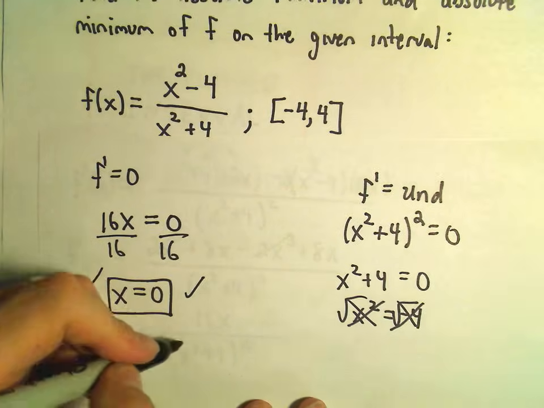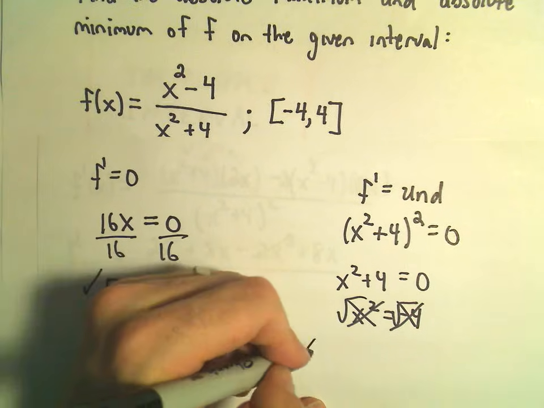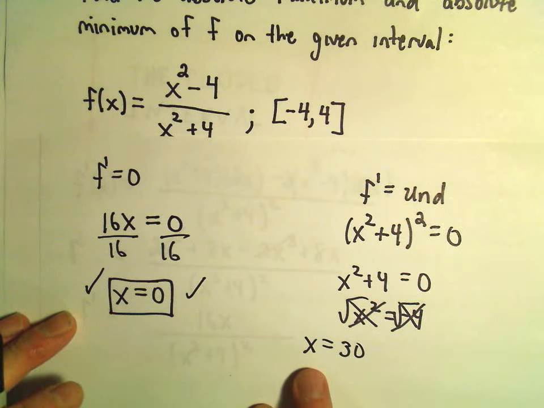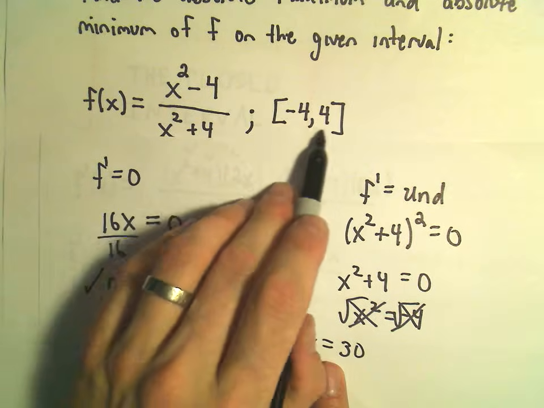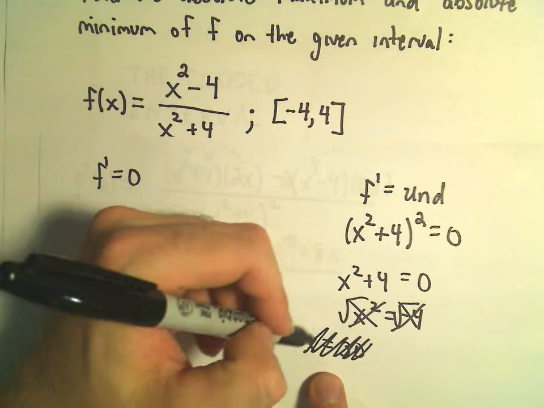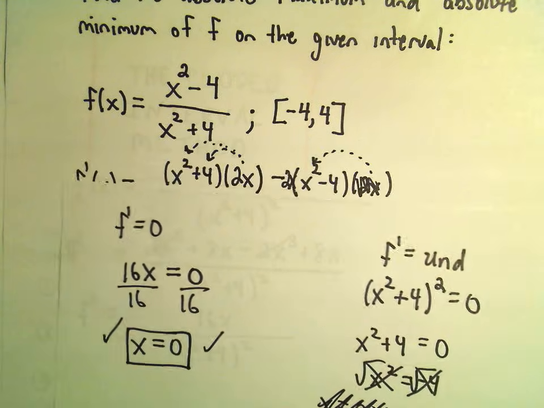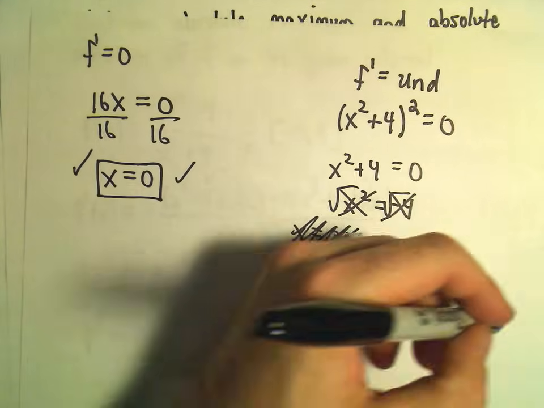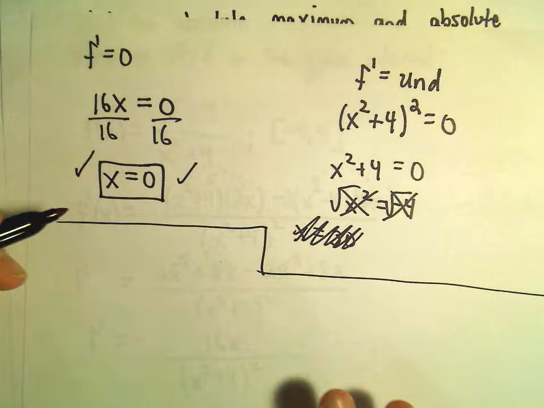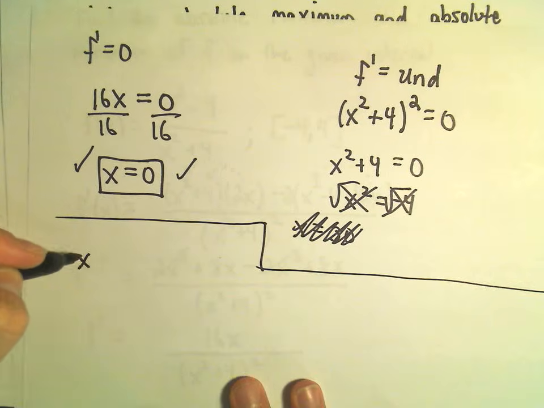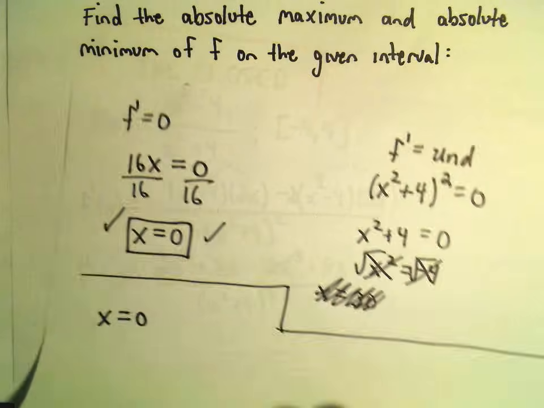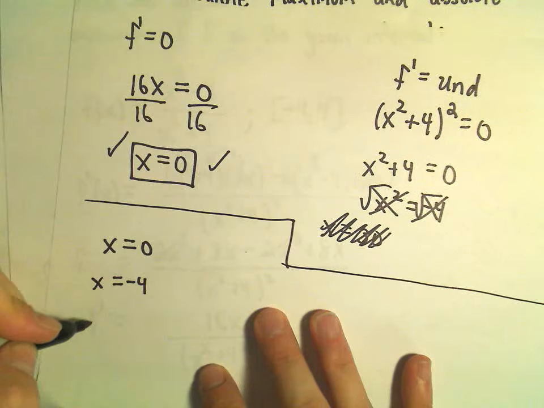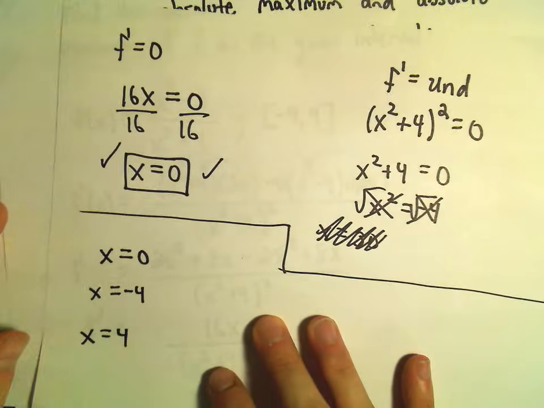Suppose we found two critical numbers. Suppose we found x equals 0 and x equals 30. Well, in this particular problem, had we found another critical number outside of this interval, we simply don't use it. That just means x equals 30 is a part of the graph we're not concerned with. Okay, so my only critical number here was x equals 0. Our endpoints were at x equals -4 and x equals +4.